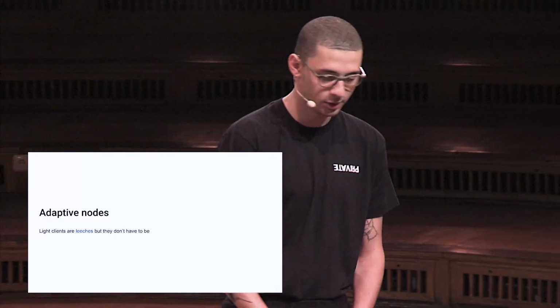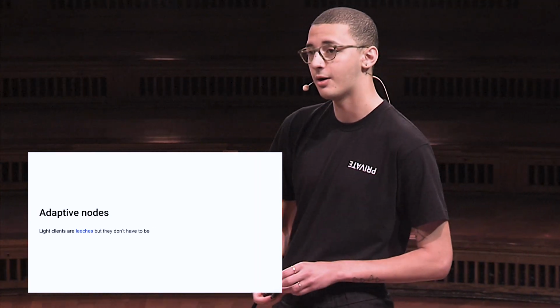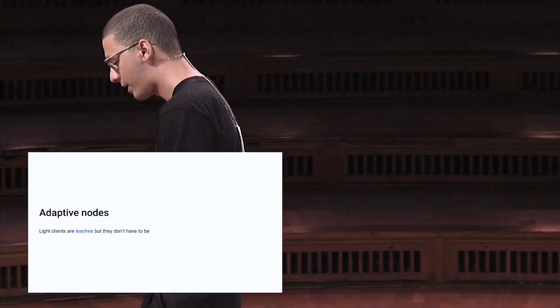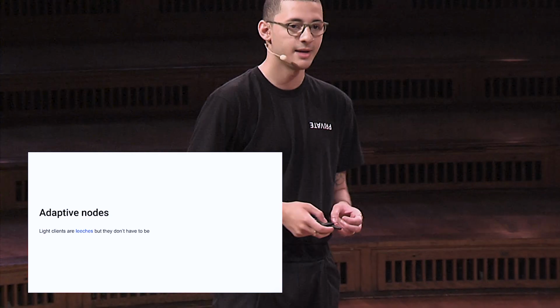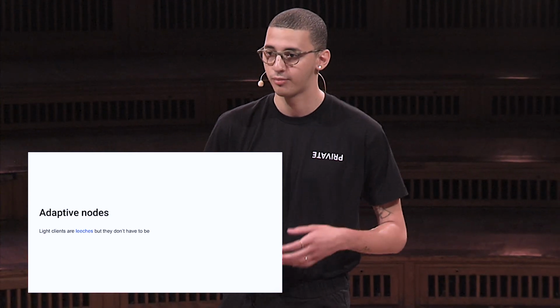Adaptive nodes is something that we're working on closely with the people over at Swarm, because light clients are mainly leeches right now when they really don't want to be. Light clients are designed in this way where they get a lot of things for free, but they don't do anything in return. For example, if I have unlimited data on my phone, I can broadcast messages to other people, and it makes no difference to me because I have unlimited data. Light clients right now don't do that.